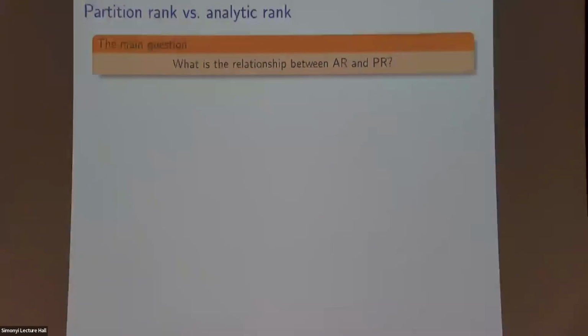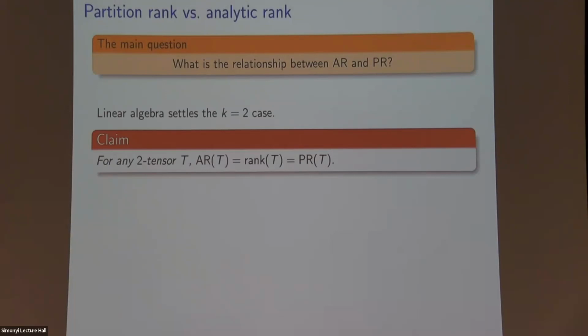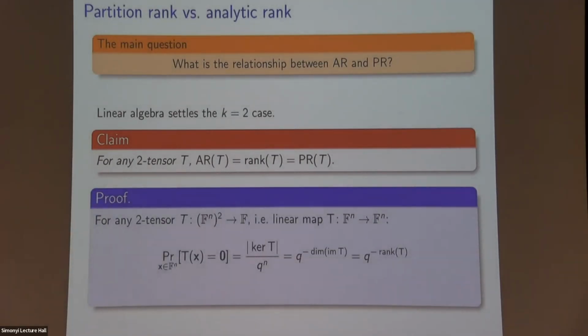Okay, cool. So maybe the most fundamental question about structure versus randomness is: what is the relationship between structure and randomness, here defined as partition rank and analytic rank, where our objects are tensors? For k equals 2, we're talking about 2-tensors, and analytic and partition rank are just the same as the usual notion of matrix rank. That's easy enough to see: if you look at the probability that you get 0 for a uniformly random input, this is just the normalized size of the kernel when you view T as a linear map in this case.